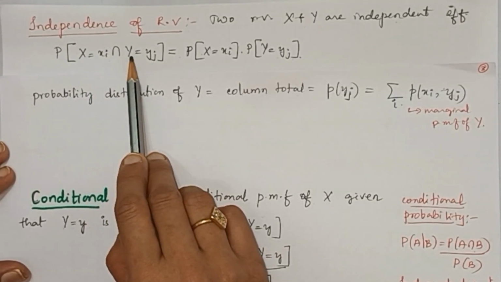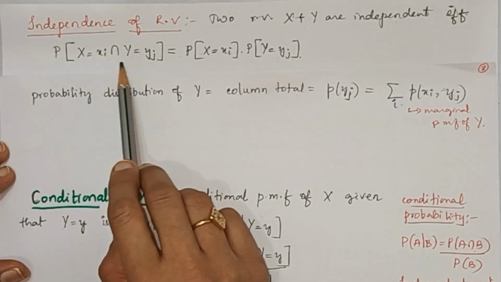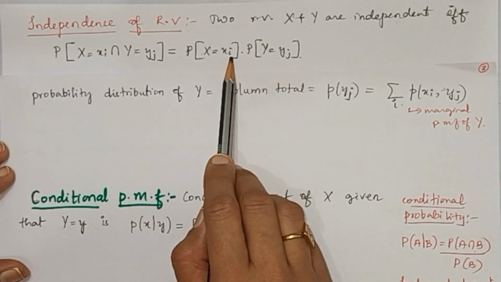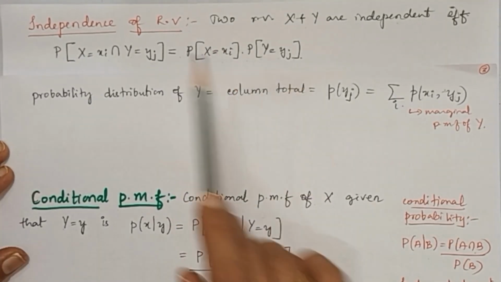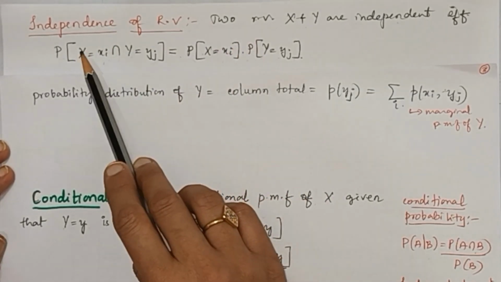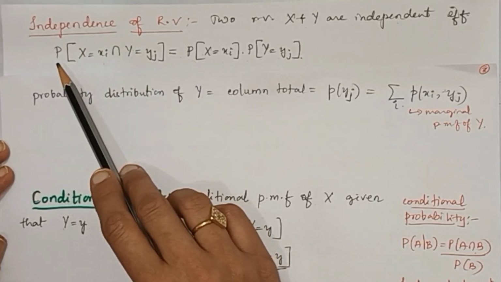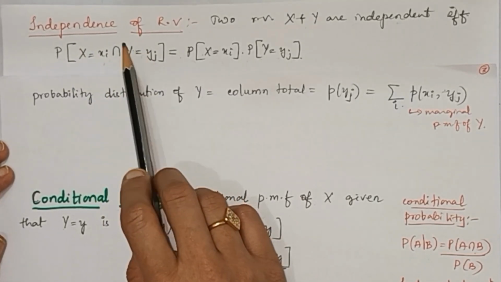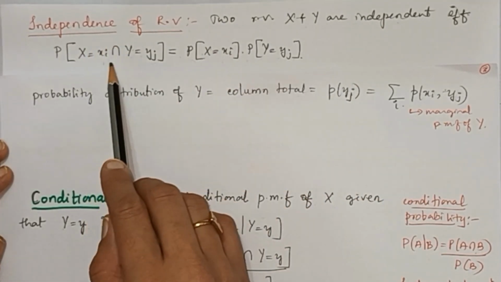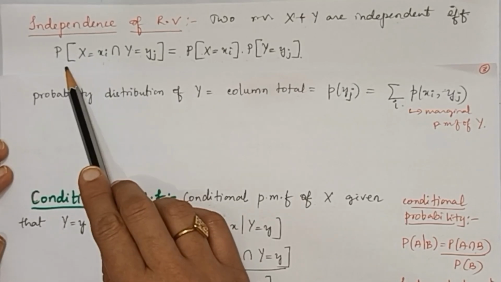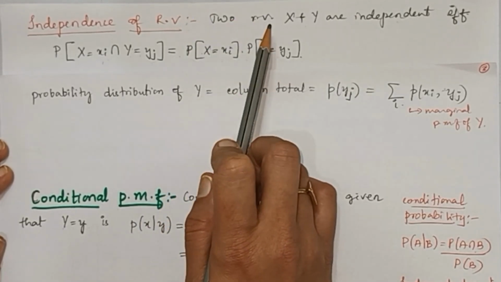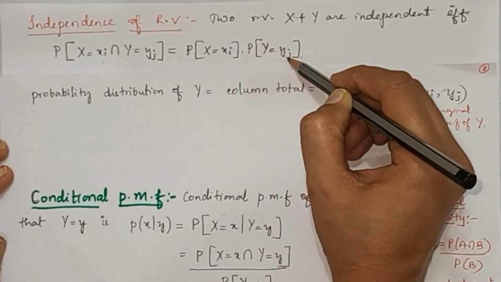Similarly, the random variables are independent if the value of the joint probability at the given points is equal to p of x equal to xi times p of y equal to yj, the product of these two values. And this has to be satisfied for each and every value of the random variables x and y. If it is satisfied for one or two values, you can't conclude that the random variables are independent. This has to be satisfied for every possible pair of values of x and y. Then only we can say the random variables are independent. I will illustrate this with an example later.